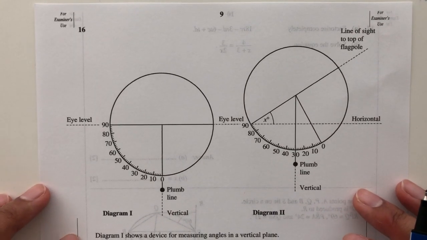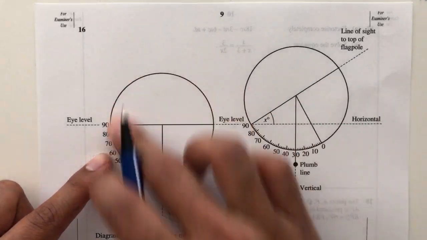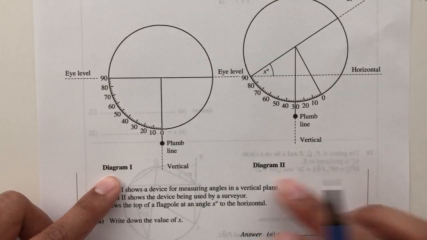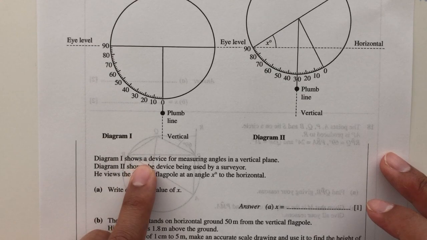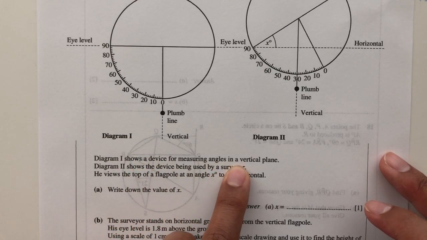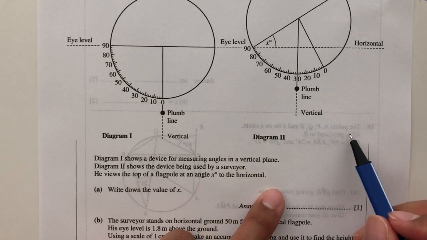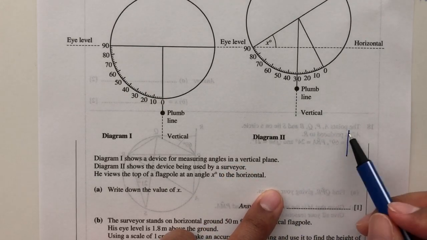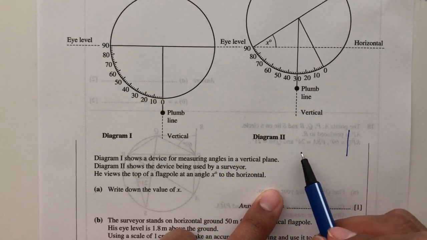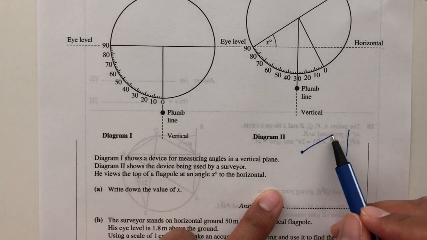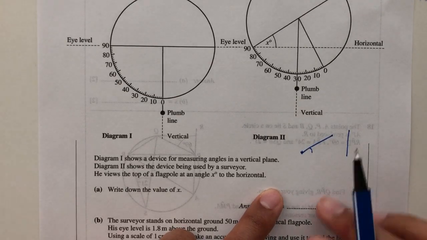Now question number 16, we have these two diagrams, 1 and 2. It says diagram 1 shows a device for measuring angles on a vertical plane. So what does it mean? It means that if you have something vertical, let's say you want to measure the height, you will use this device to measure the angle of elevation. This is what it means.